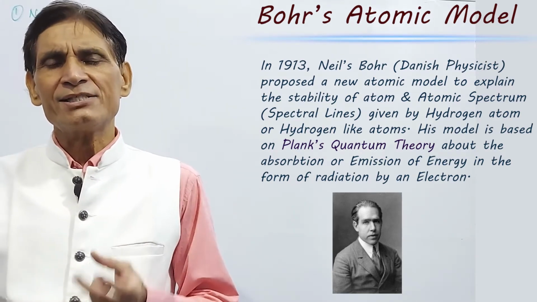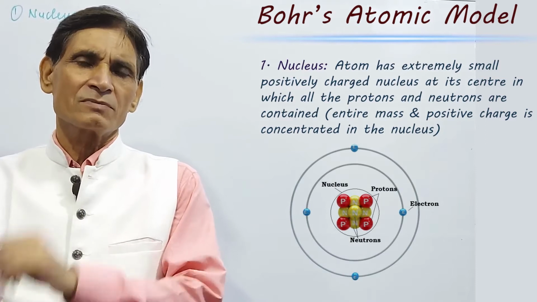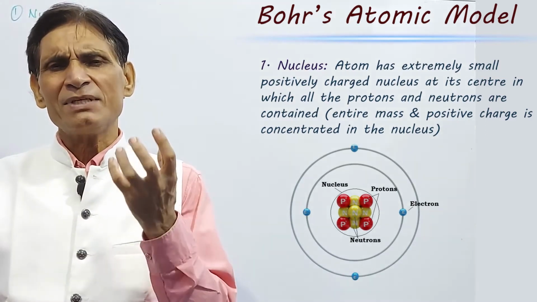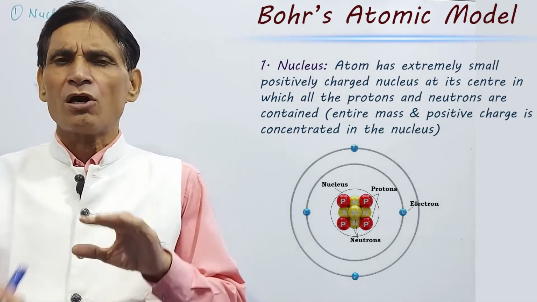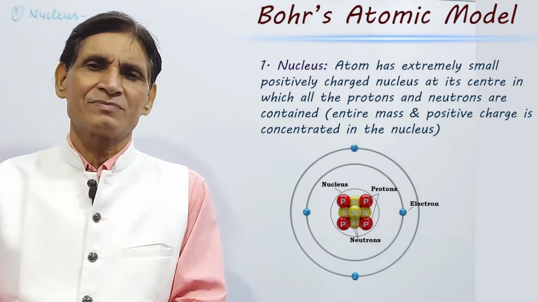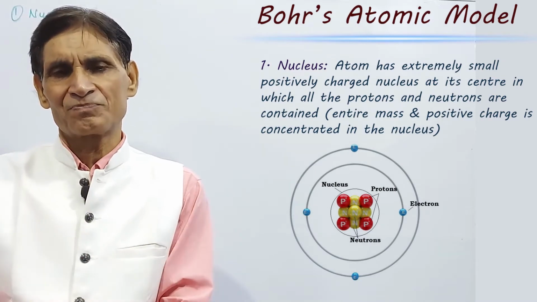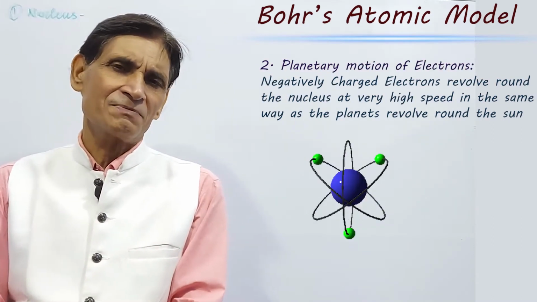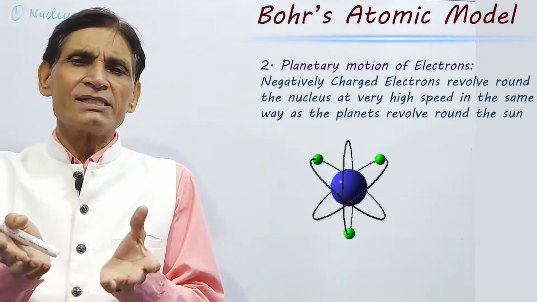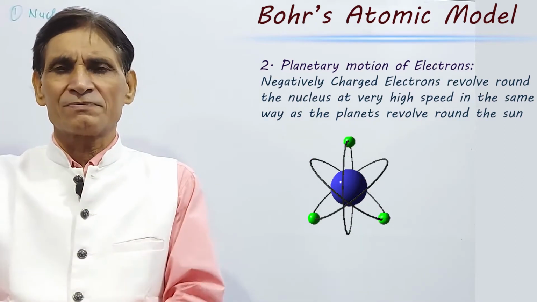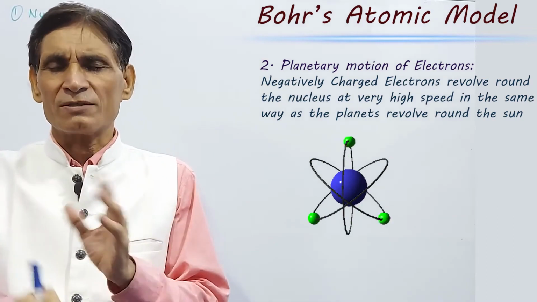Bohr's postulate retains two essential features of Rutherford atomic model. First, atom has extremely small nucleus at its center, in which all the protons and neutrons are contained. Thus, entire mass of the atom is concentrated in the nucleus. Second essential feature is electron revolve around the nucleus in a circular orbit, circular path, in the same way as planet revolve around the sun.